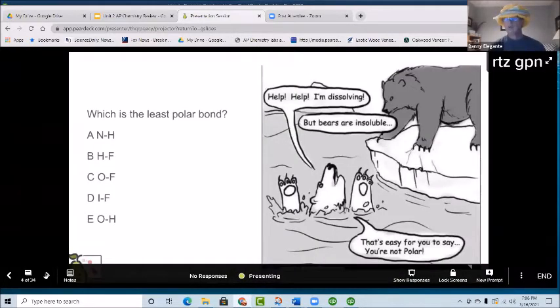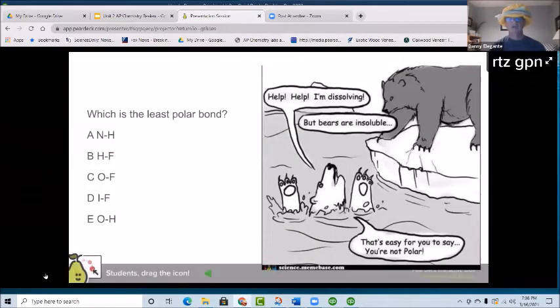All right, let's keep going. So when we talk about polarity of bonds, we're talking about electronegativity difference. So based on what you know about electronegativity, and remember that's a periodic trend that you learned in Unit 1, which one is the least polar? The closer the electronegativity values are, the less polar it will be. The greater the electronegativity difference, the more polar it will be.